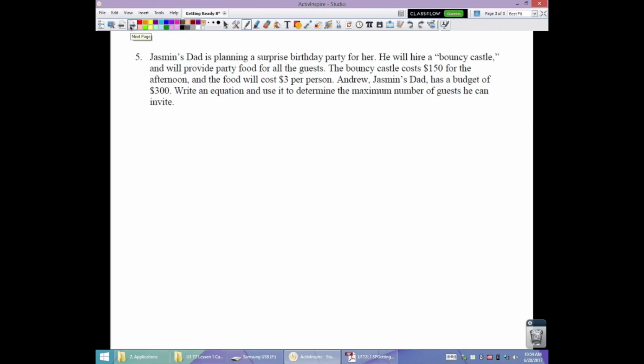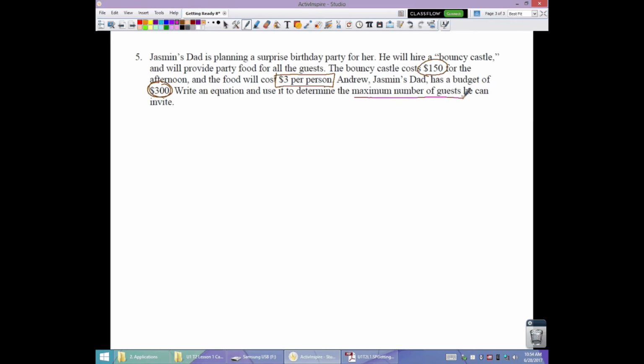All right, number 5, Jasmine's dad is planning a surprise party for her. He's going to get a bouncy castle and provide food for all the guests. Now, the bouncy castle costs $150. The food is $3 per person, and he has a budget of $300. Okay, so how many guests? What is the maximum number of guests that her dad can invite?